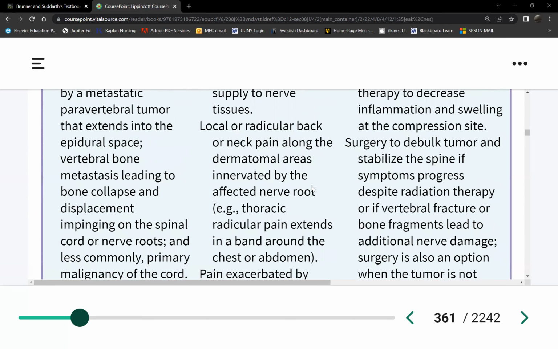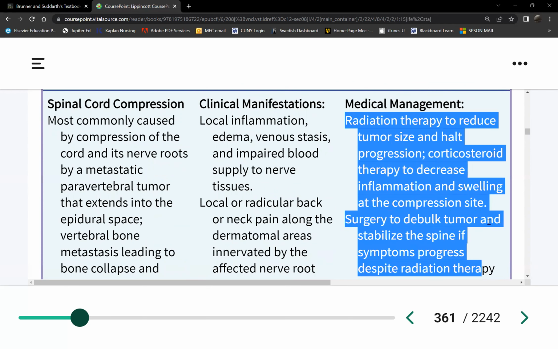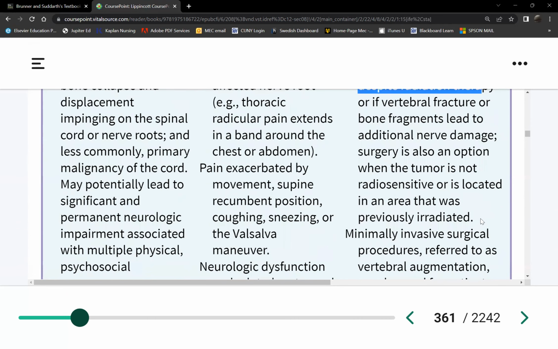And the treatment, again, it's the doctor that does it. Radiation or surgery can be done to decompress.